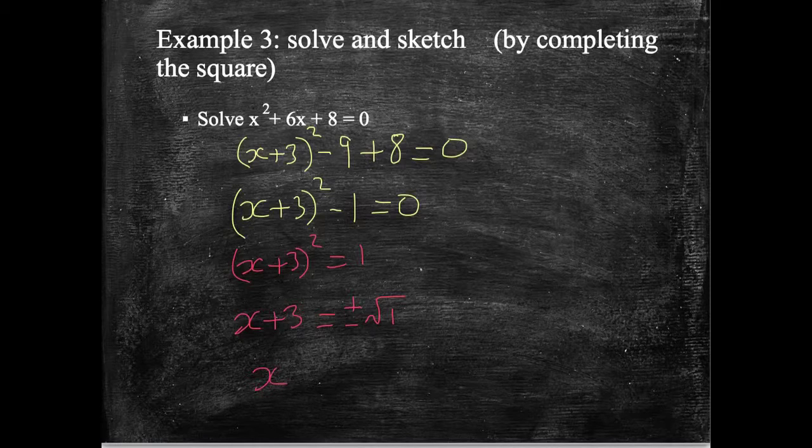So x equals, well, I've got positive 1 minus 3, and I've also got negative 1 minus 3 as my two solutions. So here I've got x equals 2, and I've also got x equals minus 4. I've got two different answers. Now I've gone ahead and completed the square on this one to show you the process, but if we look at it, we might have been able to do this one by inspection anyway.